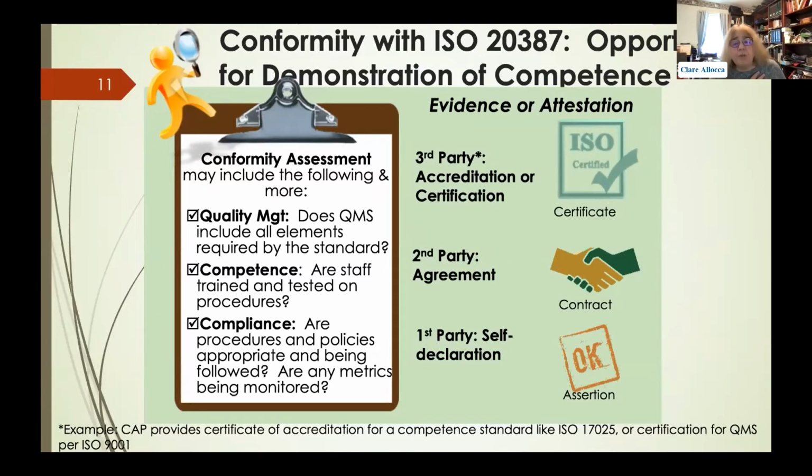requirements. And then third party is when you actually do have a third party come in to put you through an assessment. And at the end of that assessment, which can be a multiple day task, they will declare, yes, indeed, this person, I should say this entity, is accredited to ISO 20387 and in the following areas.